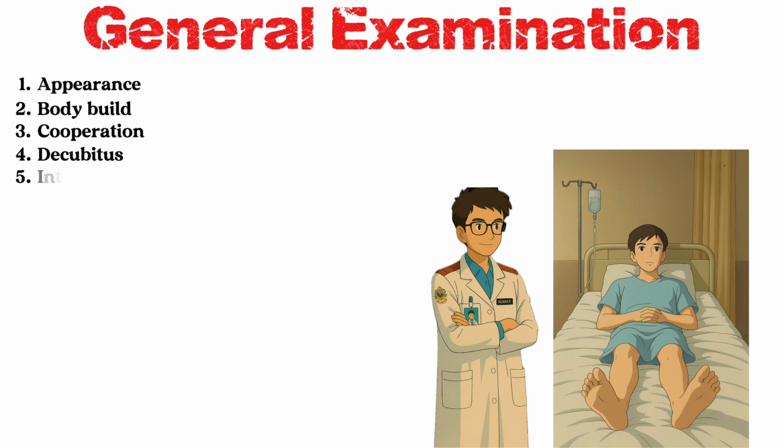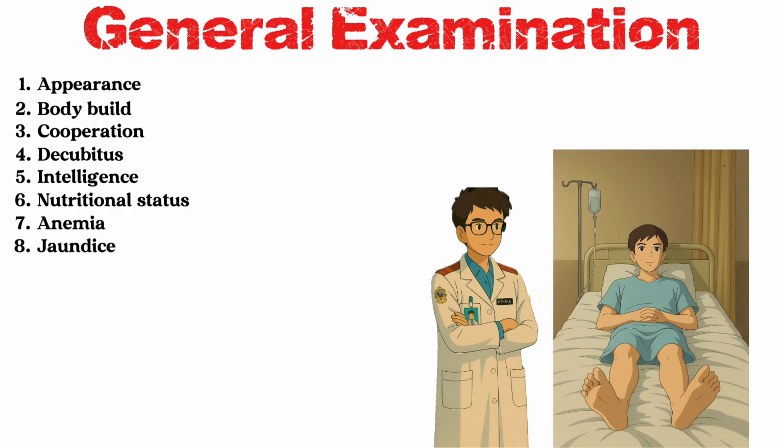Fifth is intelligence. Here we see the IQ of the patient by asking them some questions related to their disease. A patient's intelligence can be below normal, average or above normal. Sixth is nutritional status. We measure the nutritional status of a person by seeing their body weight, body fat and frontotemporal depression, etc.